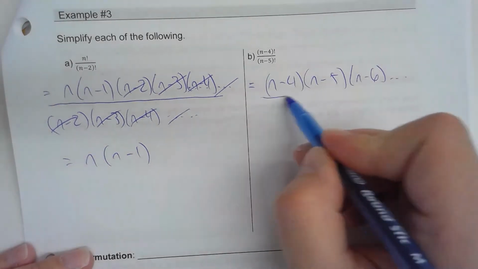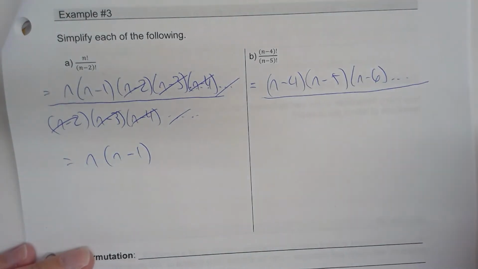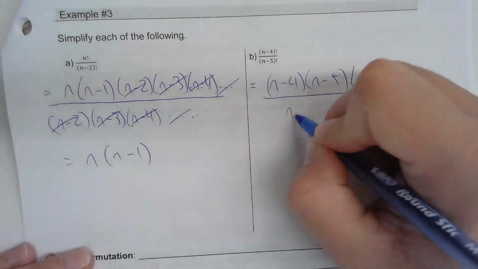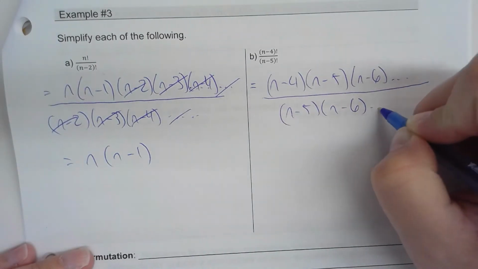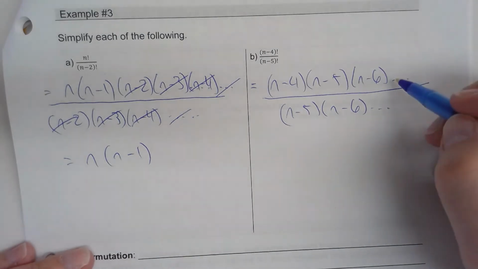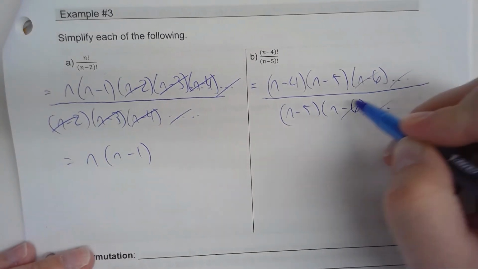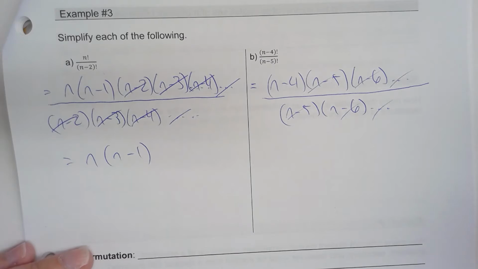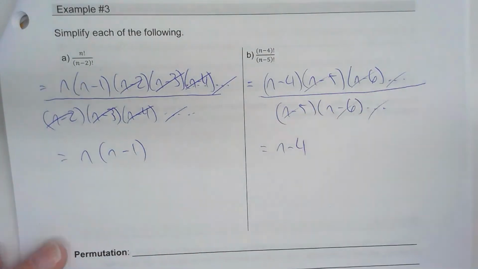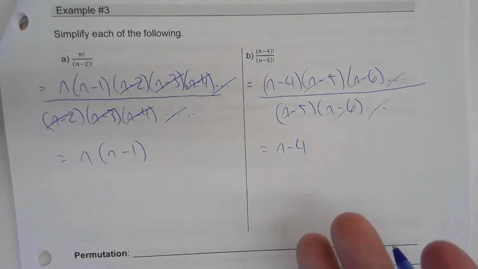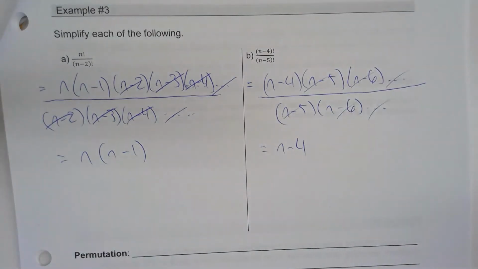I don't need to go forever, just enough so I can get an idea. Now on the bottom, I'm going to start with n minus 5, and we're going to get one smaller, so n minus 6, and then continue. And you can see that whatever's next would be on the top and bottom. A bunch of these things divide to equal 1, and we're left with n minus 4. Again, so much simpler than what we started off with, which is great.